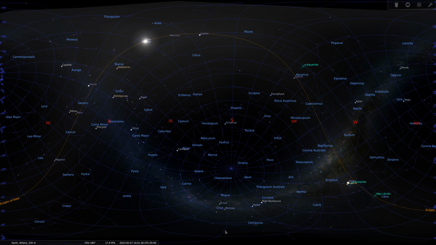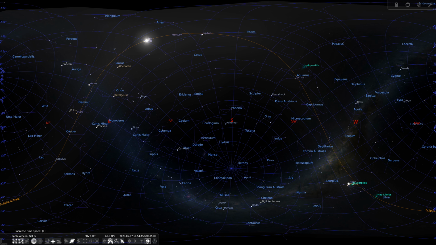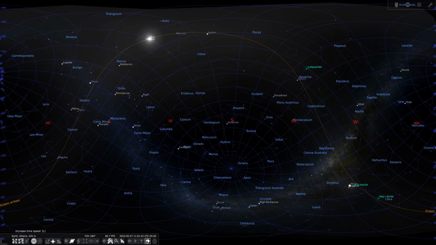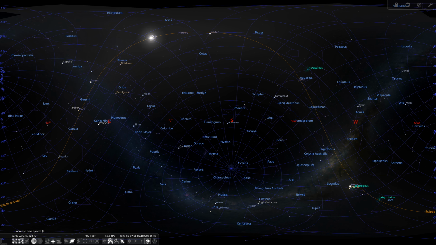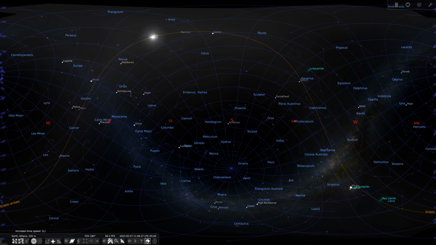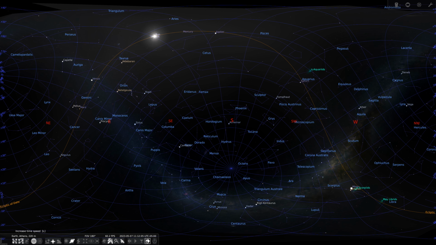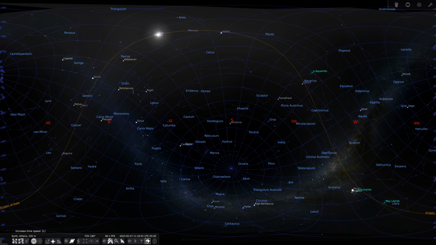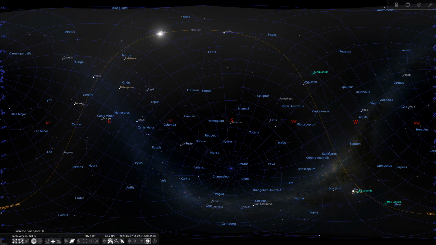Now, I'm going to speed up time. What do you notice? Our equatorial grid is moving. It is moving at the same rate as the background stars. This means we can find things on the night sky. These objects don't move relative to the grid.